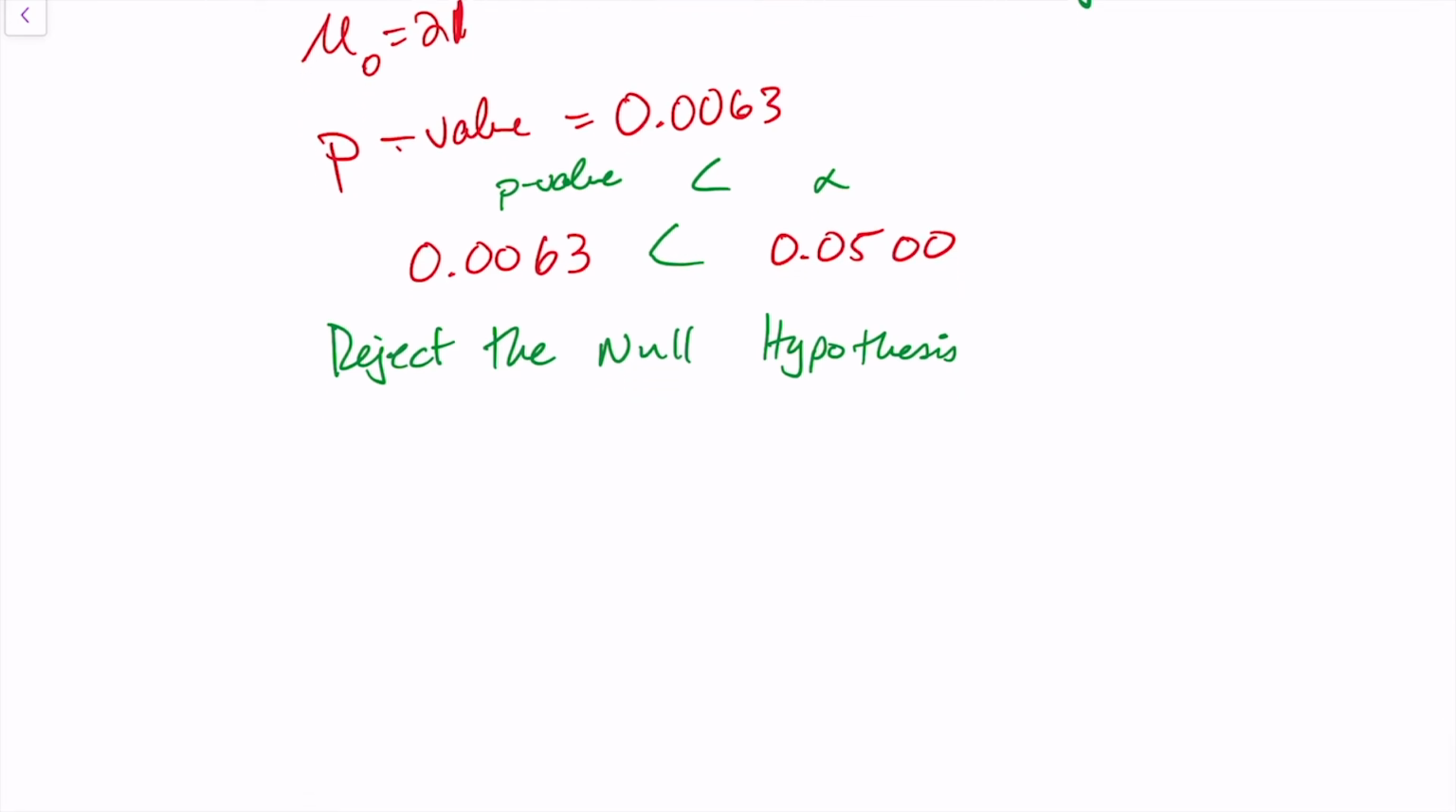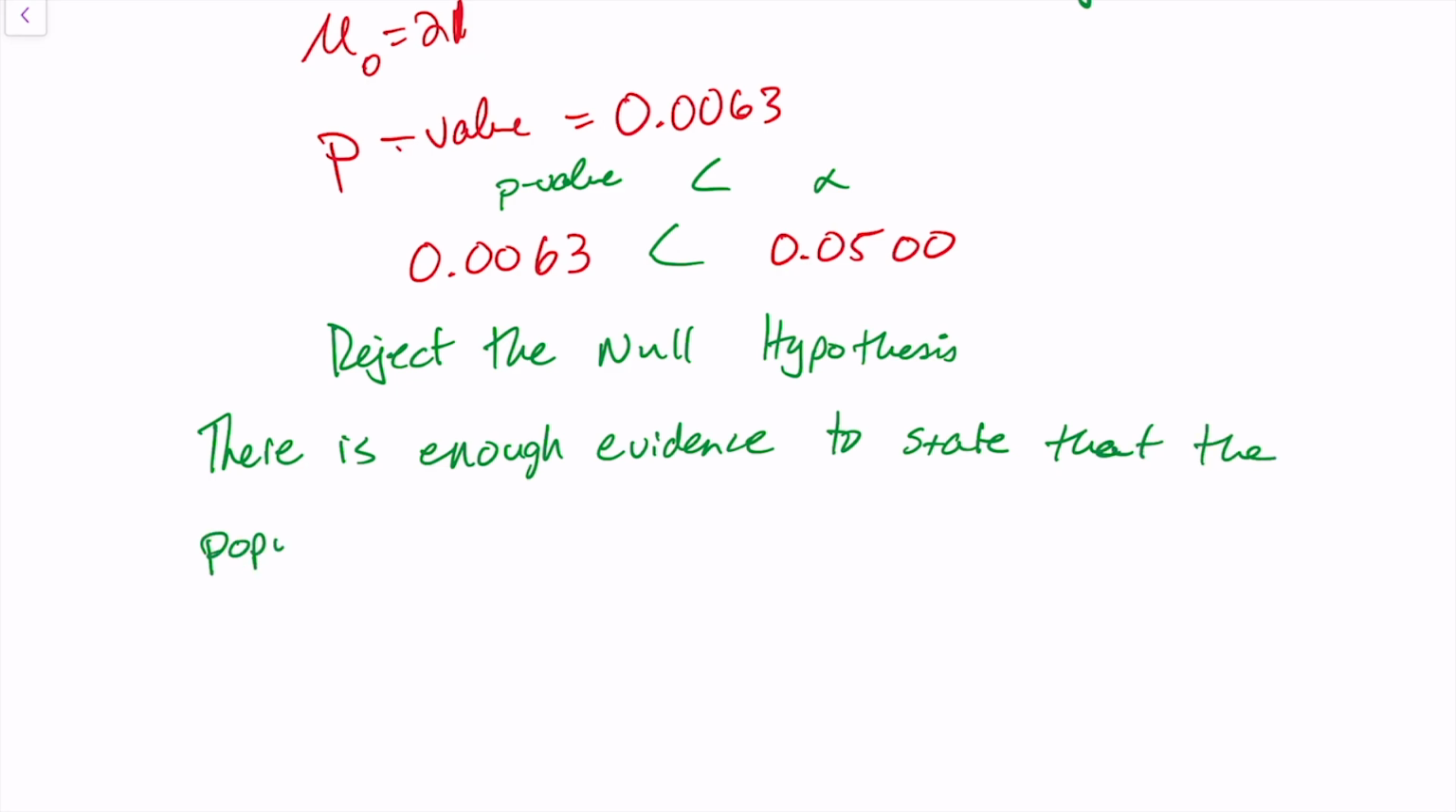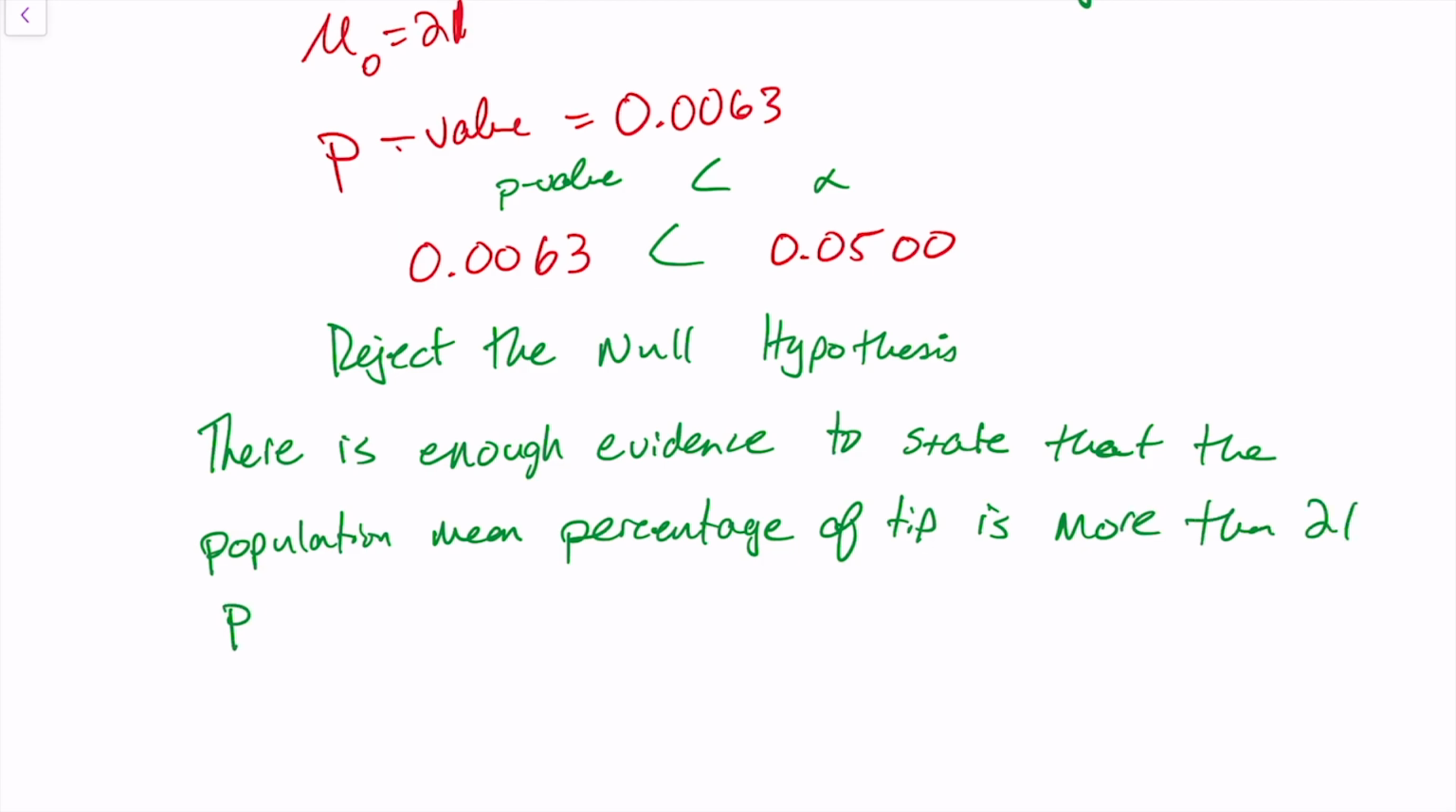All right, and so that leads us to our interpretation. There is enough evidence, or sufficient evidence, to state that the population mean percentage of tip is more than 21%, because remember that was our alternative hypothesis, when the server writes good weather on the bill.